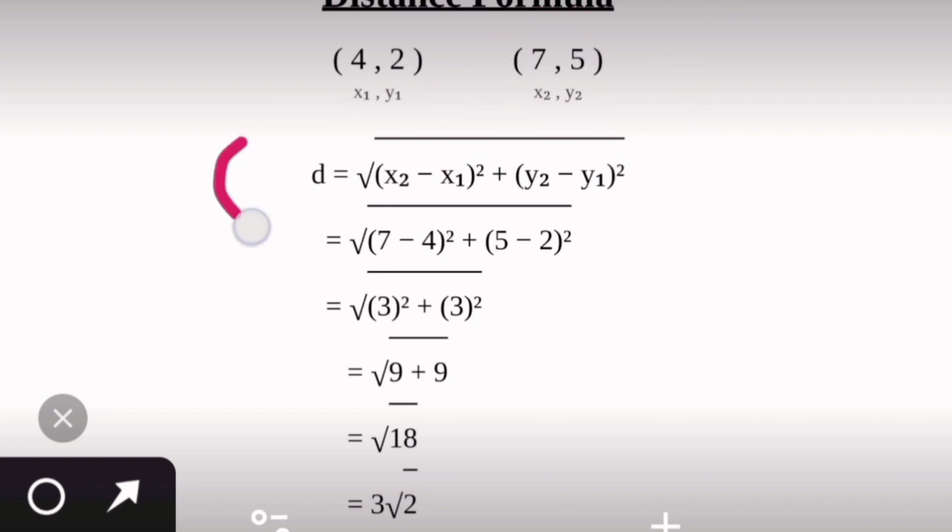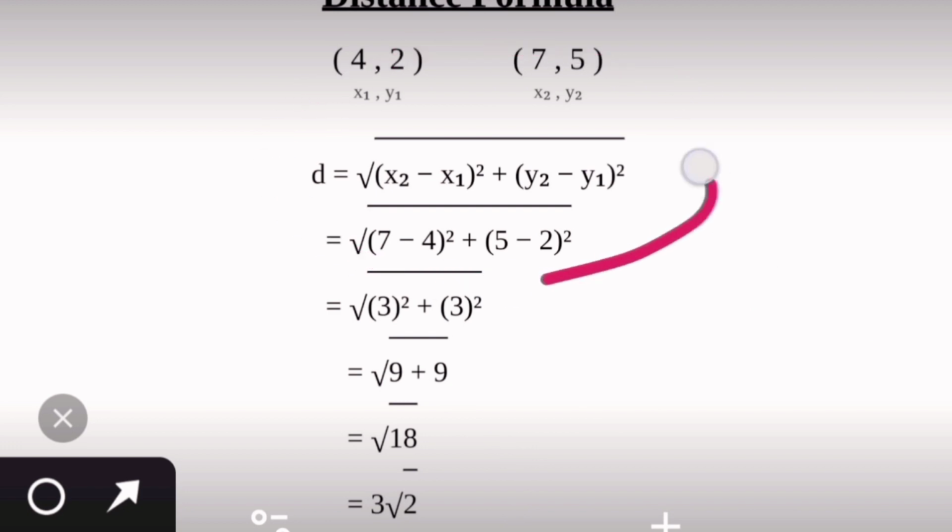Now this is the distance formula, and we will simply put the above values into it. So here we will put x2 as 7 and x1 as 4. Now here we will put y2 as 5 and y1 as 2. Now we will subtract them and then take the square, and in this step it will become 9 plus 9. 9 plus 9 is equal to 18, and we will take the square root, and the answer will be 3 square root 2.